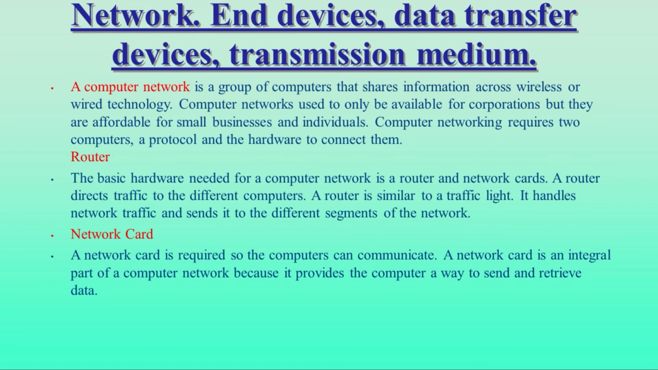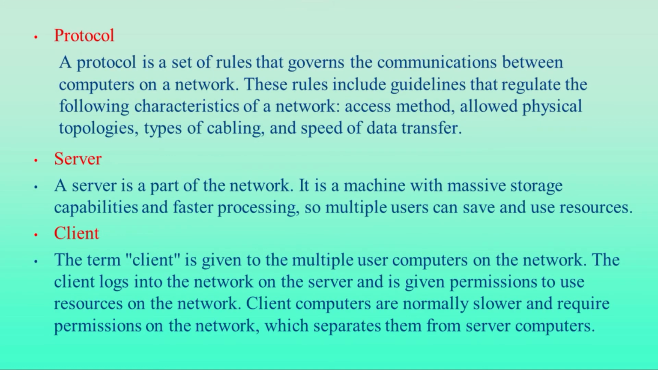A router directs traffic to the different computers. A router is similar to a traffic light. It handles network traffic and sends it to the different segments of the network. And also, I want to talk about the network card. A network card is required so the computers can communicate. A network card is an integral part of a computer network because it provides the computer a way to send and retrieve data.